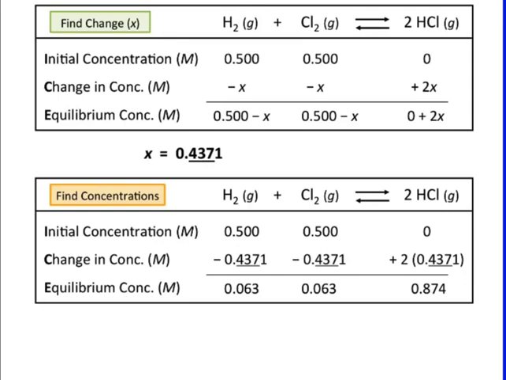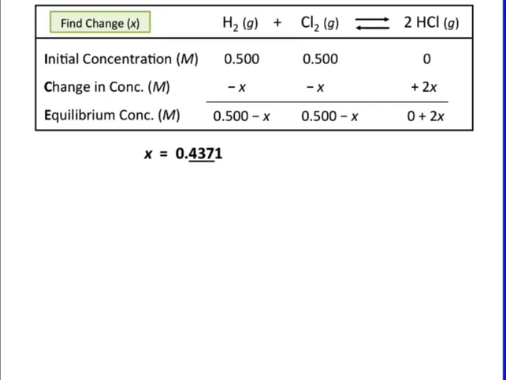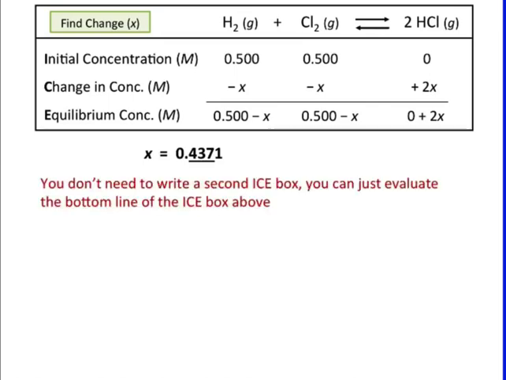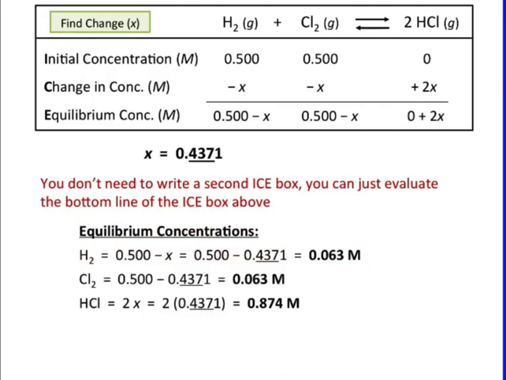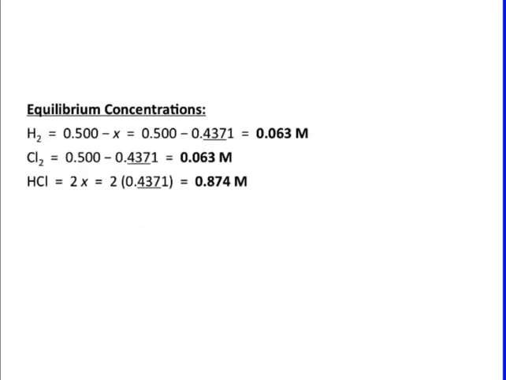You can write a second icebox to fill it in for what x is. Another way to do it is just evaluate the bottom line of the first box you had. So, hey, look, hydrogen gas is 0.5 minus x, so just write that down and figure out what that is. Right? Chlorine gas is the same thing, 0.5 minus x. All right. So you can just do it this way as well. Ultimately, what matters is just that you have the right answer here.